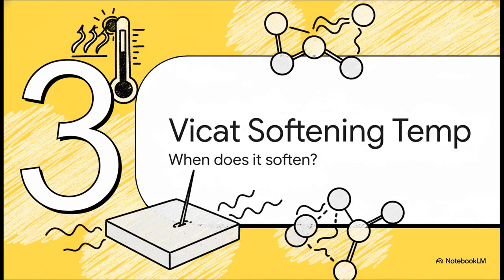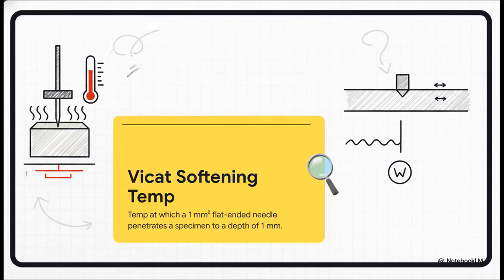Okay, on to our second test. This one looks at softening from a slightly different angle. This is the Vicat softening temperature, or VST. It's less about the whole part bending and more about when the surface itself starts to get soft. So instead of bending a bar, what we're doing now is measuring the exact temperature where the plastic surface becomes soft enough for a weighted, flat-tipped needle to press into it by a very specific amount. It's all about measuring localized softening.